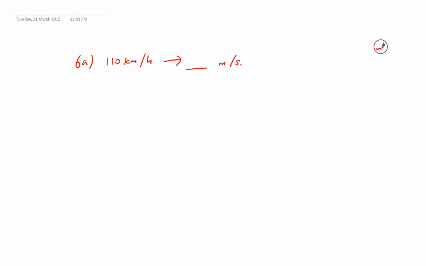Okay, so let's do it sequentially. First, you convert the kilometers to meters. As you know, 1 kilometer is equal to 1000 meters, right? So 110 kilometers is the same as 110,000 meters. Therefore, 110 kilometers per hour is the same as 110,000 meters per hour.